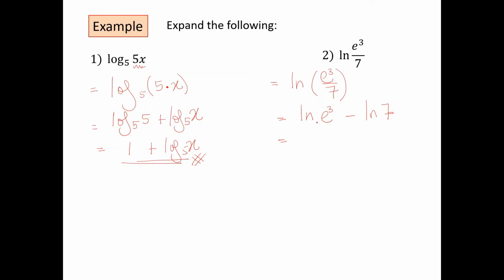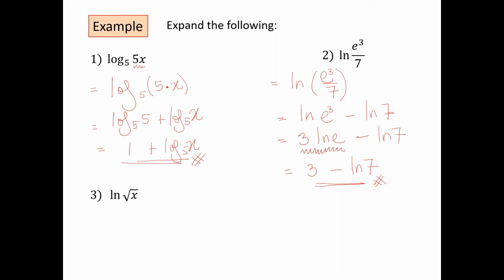Take a look at ln e power of 3. Now we can apply law number 3, which is 3 ln e minus ln 7. So I apply law number 3 here. Then apply the properties of indices. Ln e is equal to 1, so I can have 3 minus ln 7. So 3 times 1 equal to 3 minus ln 7. That is the answer for example 2.